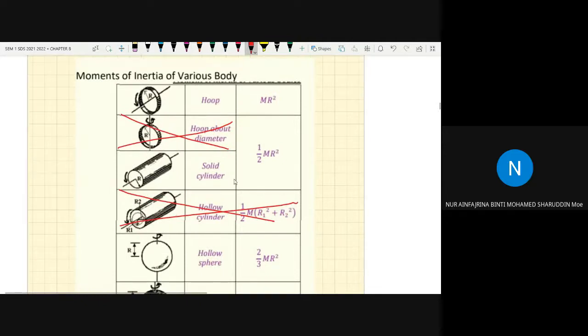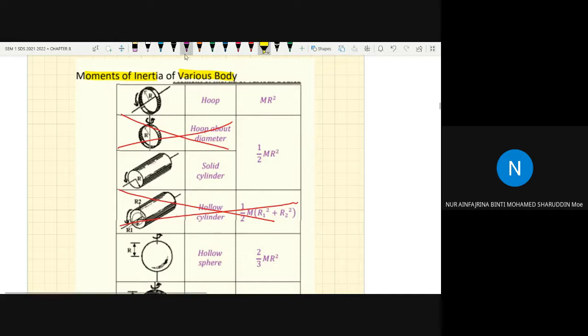Okay, so this is how you find moment of inertia for various bodies. They have formulas. You don't have to worry. Usually the formula will be given. Okay, the formula will be given.